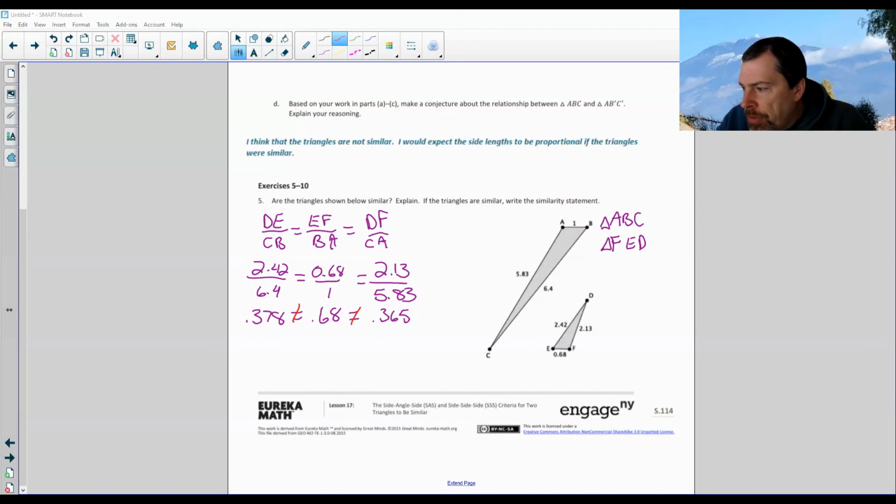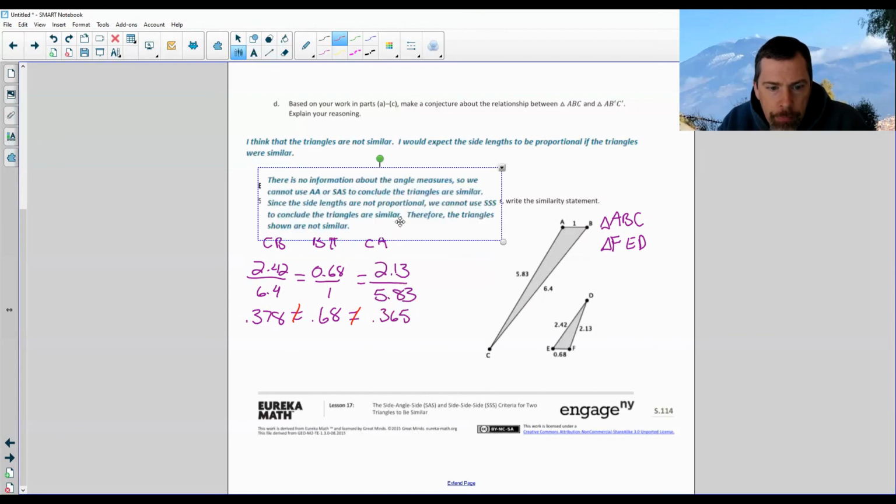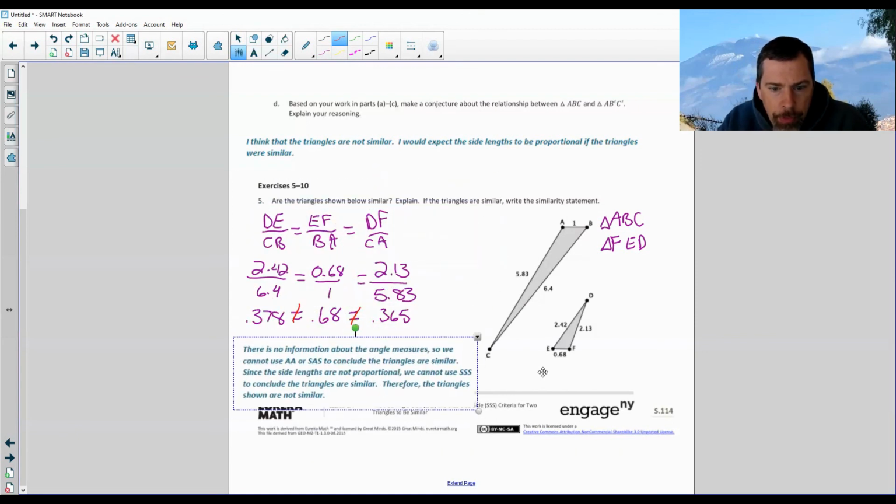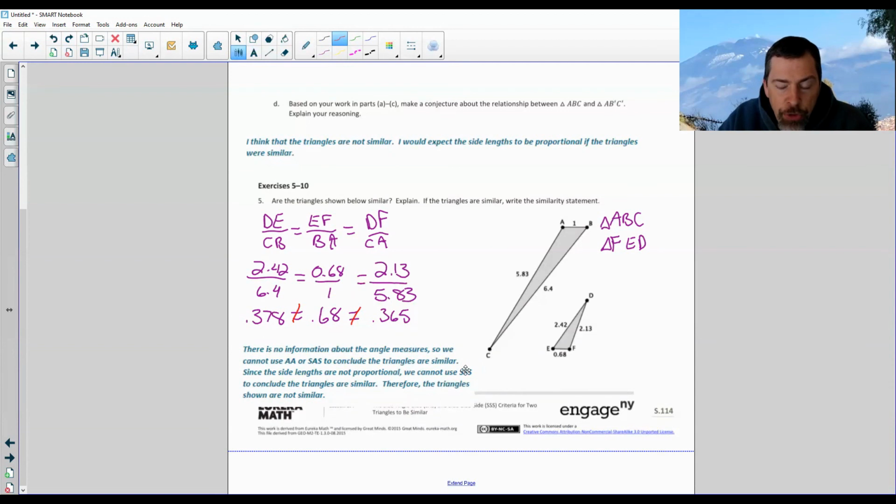And that is going to say, there is no information about the angle measure, so we cannot use AA or SAS to conclude triangles are similar. Since the side lengths are not proportional, we also cannot use SSS to conclude the triangles are similar. So therefore, the triangles shown are not similar.